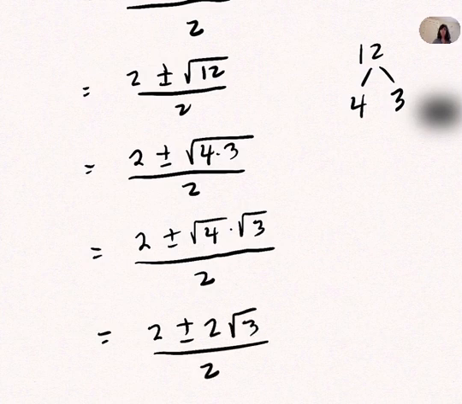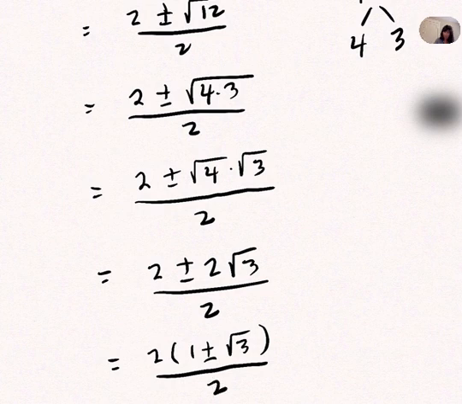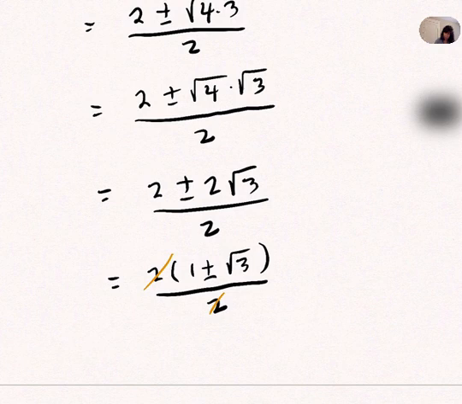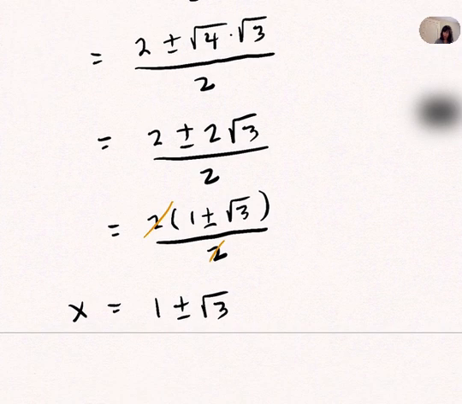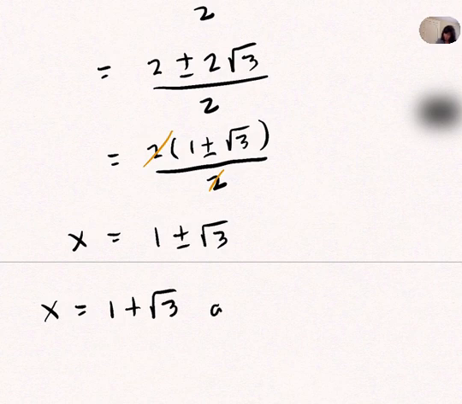And then it looks like you can do a little bit of canceling here. If you want to be 100% certain, what you should do is factor. So on the top, we can factor out a 2. And if you can factor and then cancel, then the canceling is okay. But if you can't factor and then cancel, then it's not. Okay, so x is equal to 1 plus or minus root 3. Now, this is two answers. x equals 1 plus square root of 3, and x equals 1 minus square root of 3.